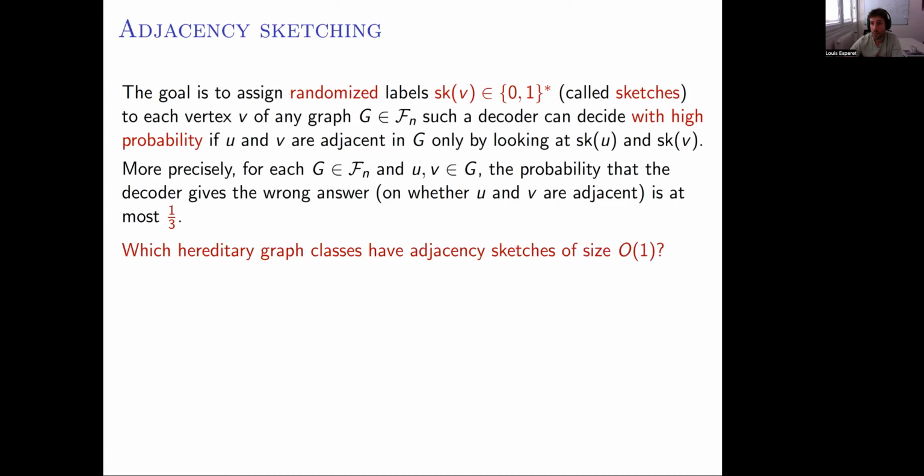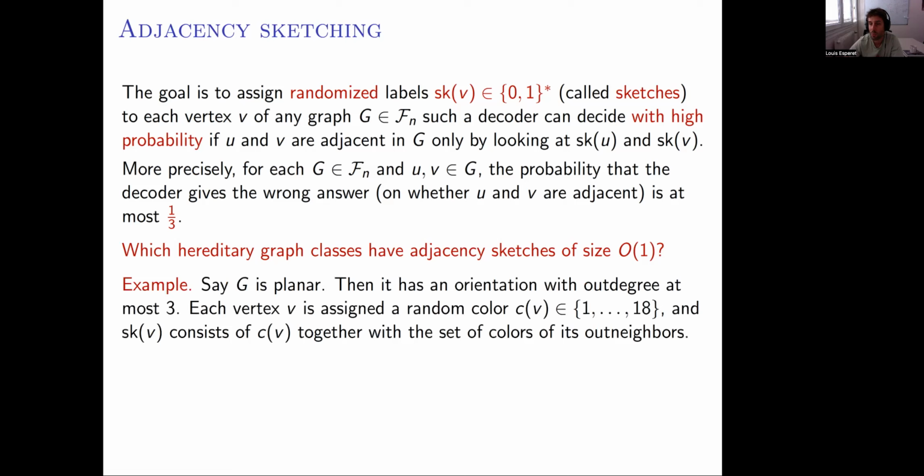And now you can ask the same question: which hereditary graph classes have adjacency sketches of size constant? Because now constant is the natural first interesting range. It's not log n anymore, it's really constant. Already looking at constant is interesting. Which graph classes have such adjacency sketches of size constant? Well, let's see maybe one example.